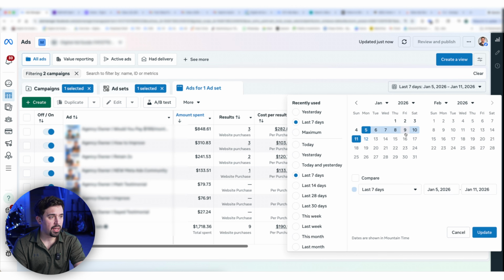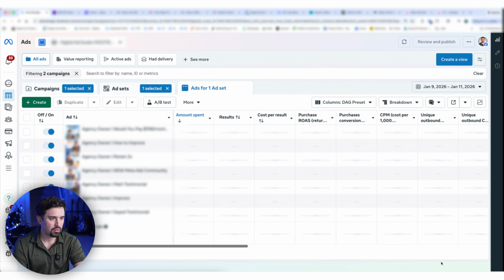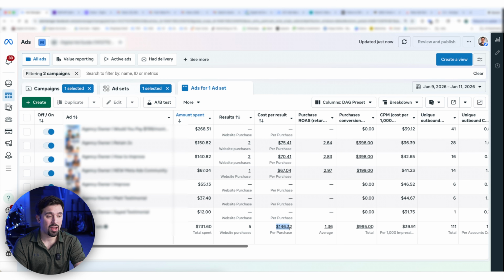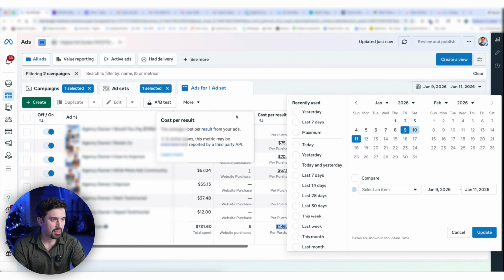Other things that I would look at is last 3 days. So where is this heading? What's the trajectory of this? Last 3 days is at 146, which for me is like phenomenal results. It's like very good. Let's look at yesterday.